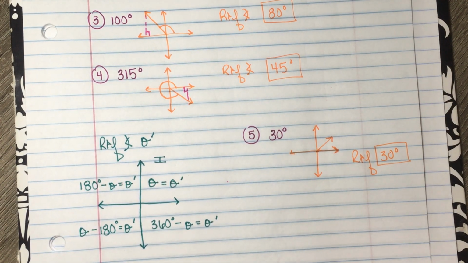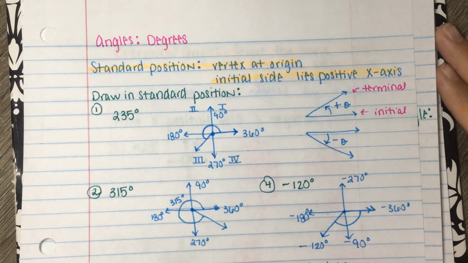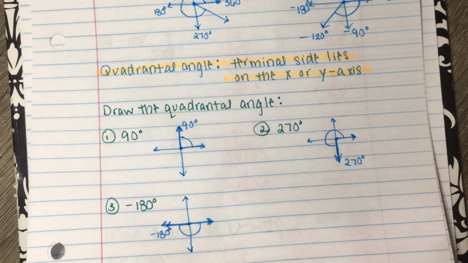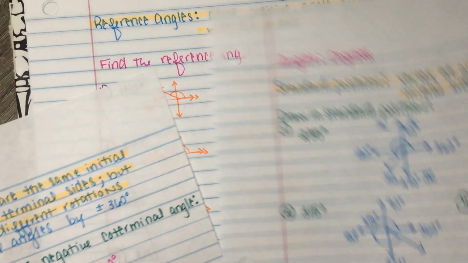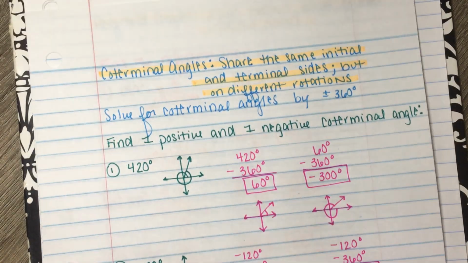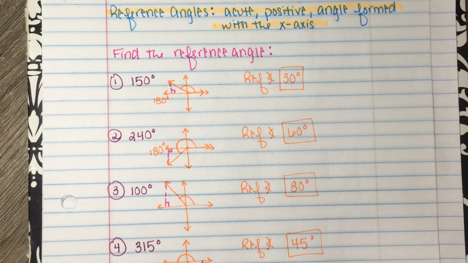All right, we went through a lot in this video, and these topics are really important for a good foundation of trigonometry. So once again, we went over standard position, which you should have highlighted somewhere. We went over quadrantal angles, which you should have highlighted somewhere. We went over coterminal angles, which you should have highlighted somewhere. We went over reference angles, which you should have highlighted somewhere.